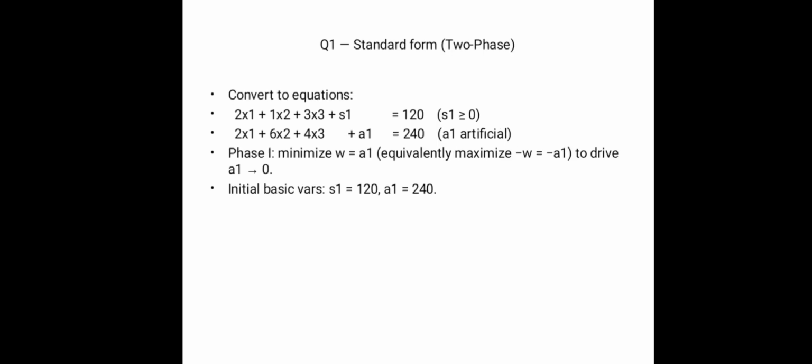In terms of resources, each container needs material and time. For example, A requires 2 kg of material and 2 hours of time. For K, it requires 1 kg and 6 hours, while T requires 3 kg and 4 hours. The total availability is 120 kilograms of material and 240 hours of time. And most importantly, the company wants to use all the 240 hours.